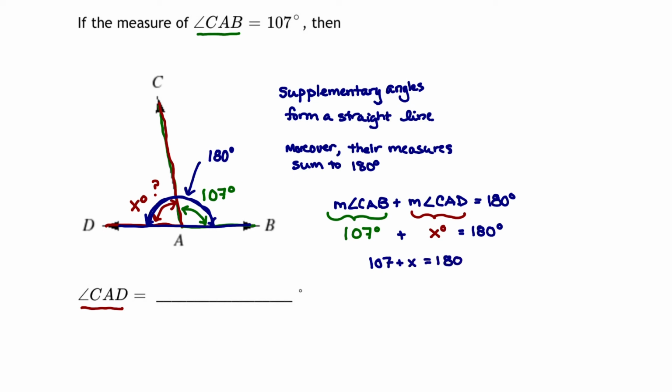And if we're solving for X, recall we simply subtract 107 from both sides. And so that tells us that the missing angle, or angle X, is equal to 180 minus 107, and that's 73 degrees. That tells me that the missing angle right here, angle CAD, is actually 73 degrees. And that's it. If you have any questions, please let me know.